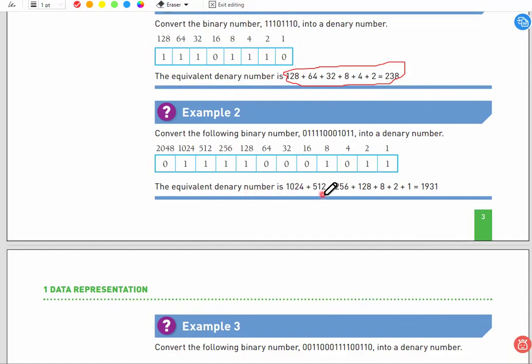Here it is 1024. This one is ignored because it is 0. So 1 into 1024 is 1024. And similarly, 512 here it is, and 256 is here, 128 is here. 64 ignored, 32 ignored because the result is 0. Then 8 and 2. And when we add these numbers, we will get the equivalent for that. Here it is. That's great. I hope you got it.